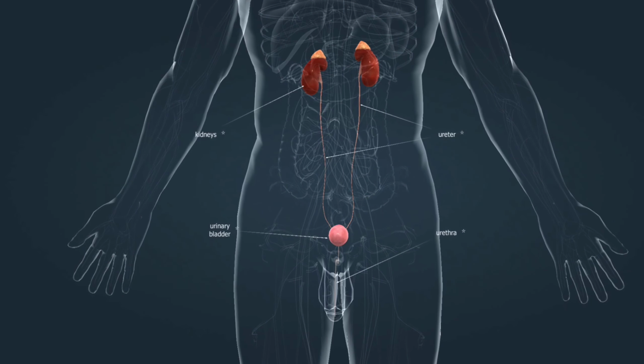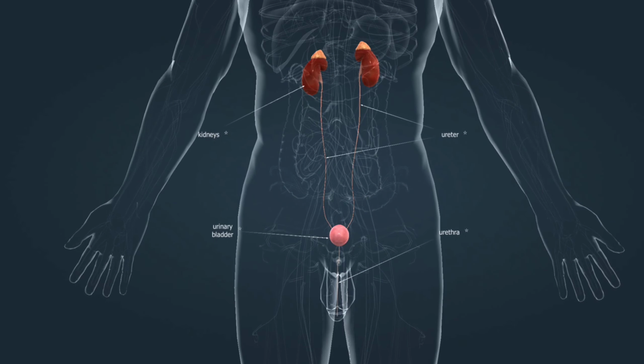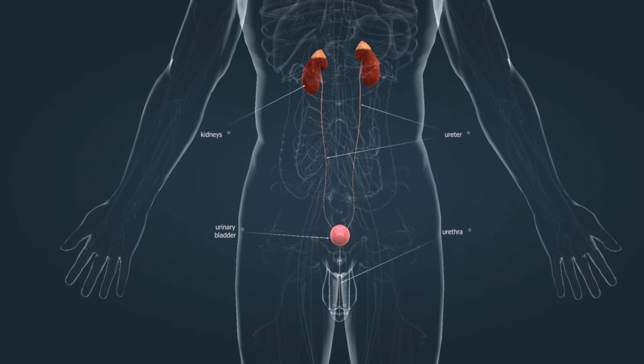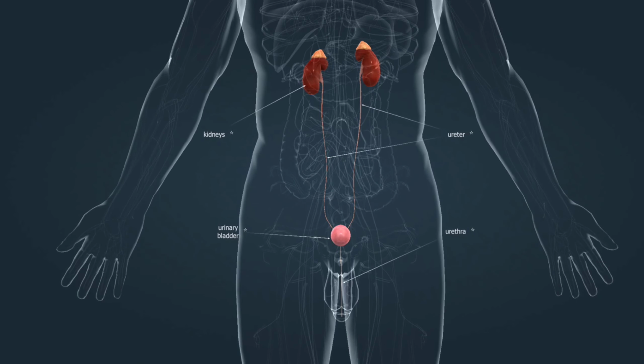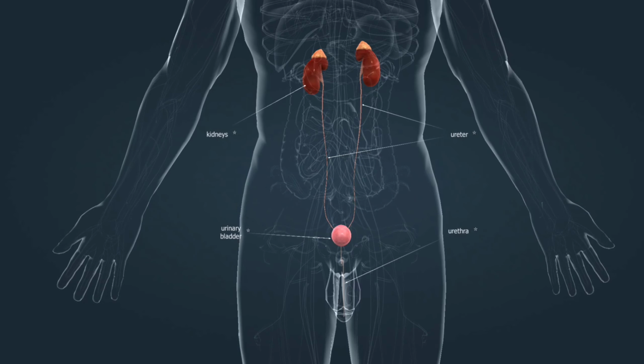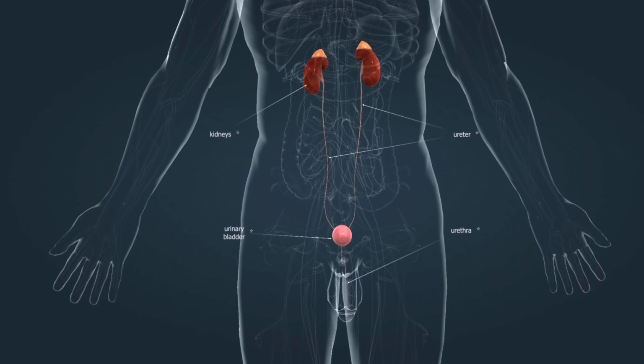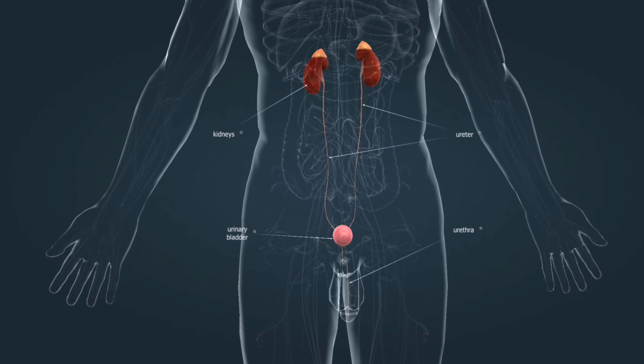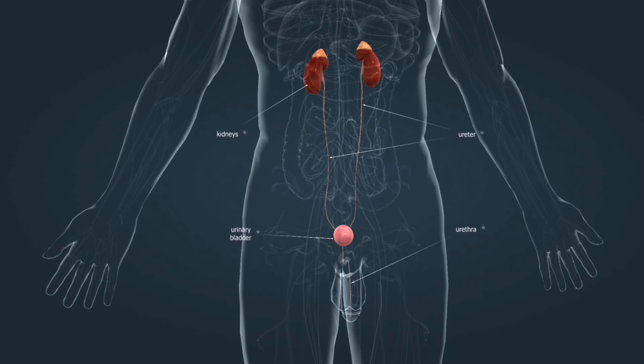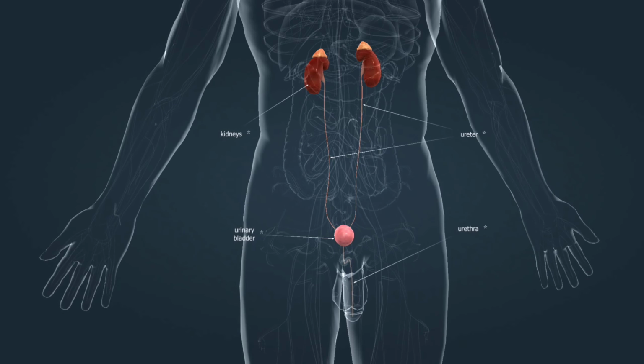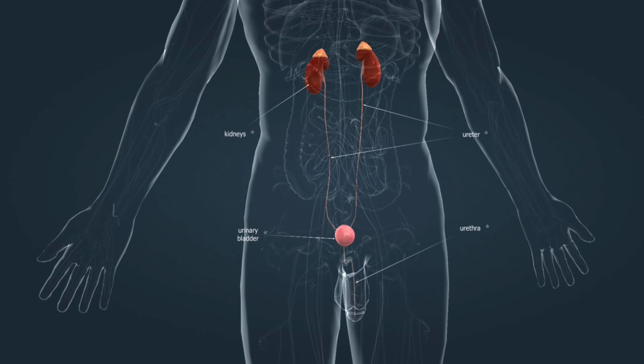The urinary system and its most important organs, the kidneys, play an important role in removing these substances. The urinary system comprises the kidneys, the ureters, the urinary bladder, and the urethra. The urinary system is part of the body's excretory system.